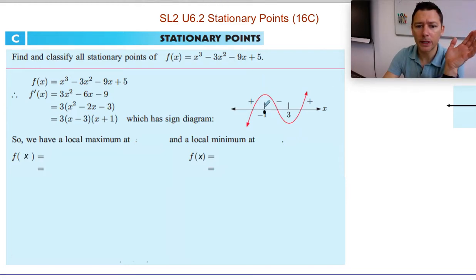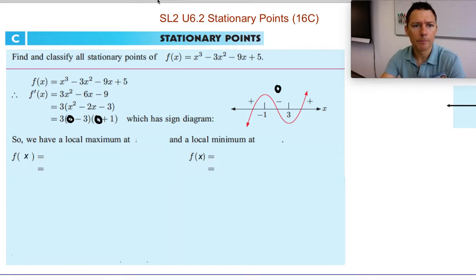So you'd pick a number between negative 1 and 3, and so let's pick 0. You'd throw 0 into here. So you'd say 0 minus 3, so negative 3 times a positive, this whole thing would be negative. And so between here and here, we know this is negative, right? Pick a number that's bigger than 3.